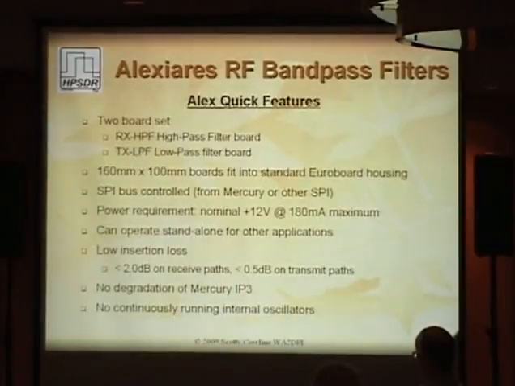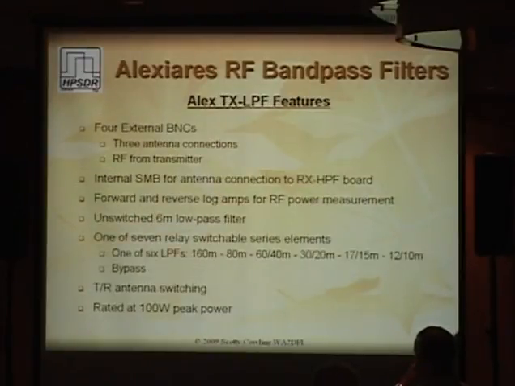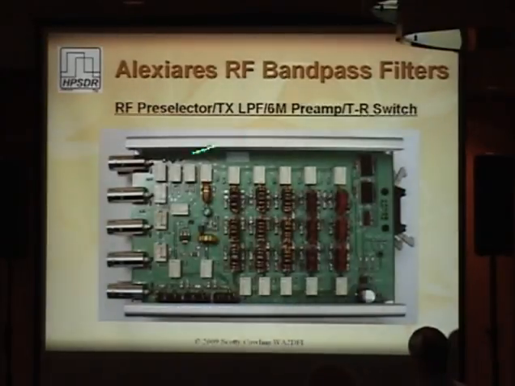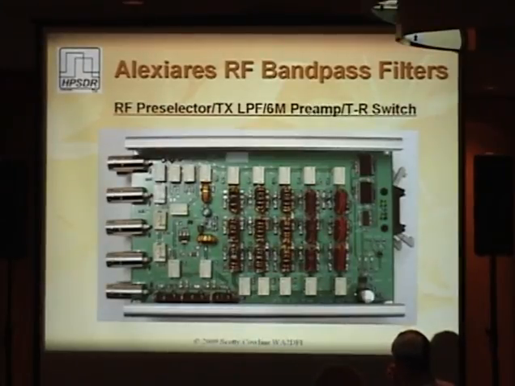Let's see. Well, this is the features of the board set. You get high-pass filters for the receiver, low-pass filters for the transmitter. This, incidentally, is the same size the Hermes is going to be. Fits in the same type of enclosure. And if you see this here, this is an extruded aluminum enclosure that the boards slide into, and then a plate slides over the top. And then 2 end caps go on. You've got a fully enclosed shielded box.